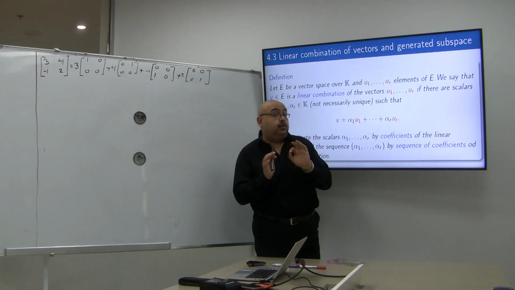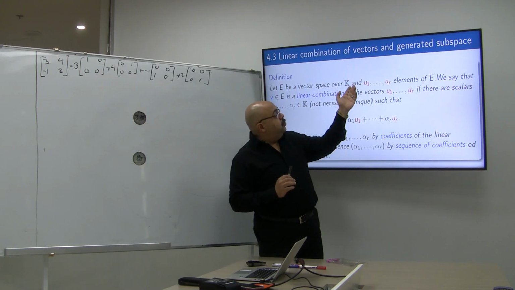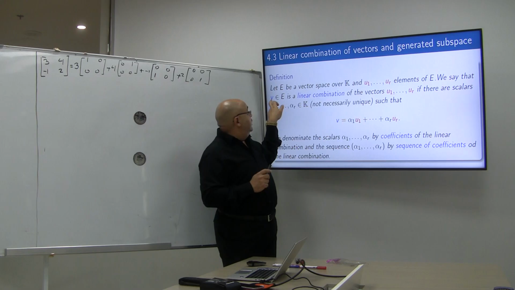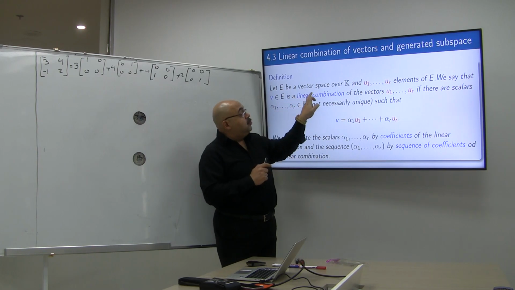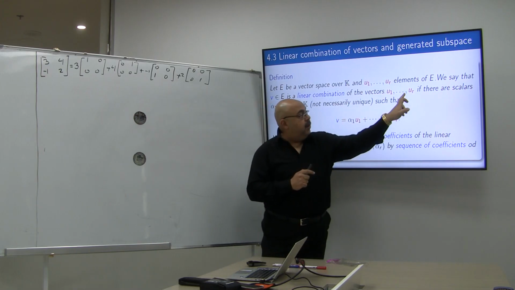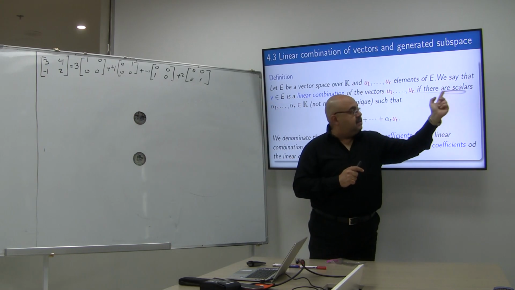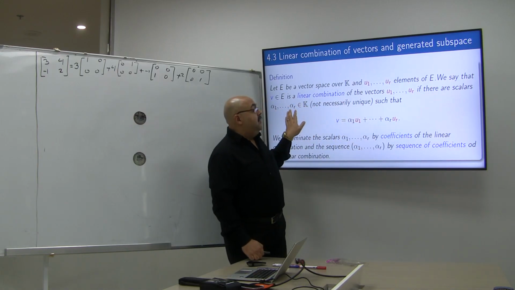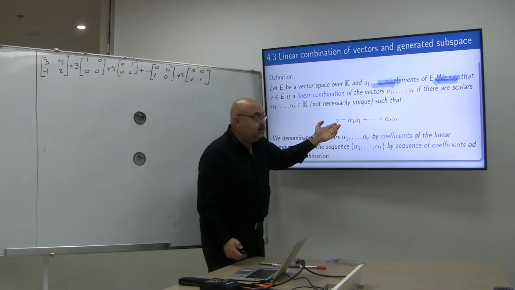Okay, with the suitable coefficients. So U1 up to Ur are elements of E. We say that V, a vector belonging to E, is a linear combination of the vectors U1 up to Ur, if there are scalars alpha 1, alpha 2, alpha 3... Once you multiply them, you will have these vectors. So that's the condition for a linear combination.